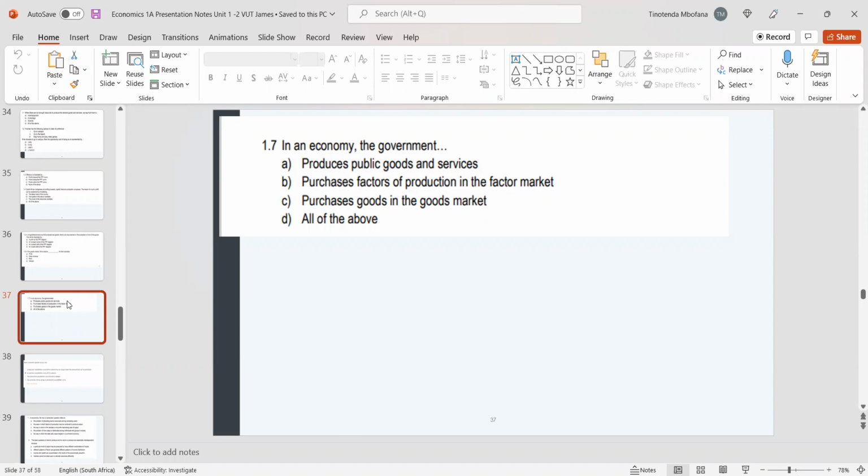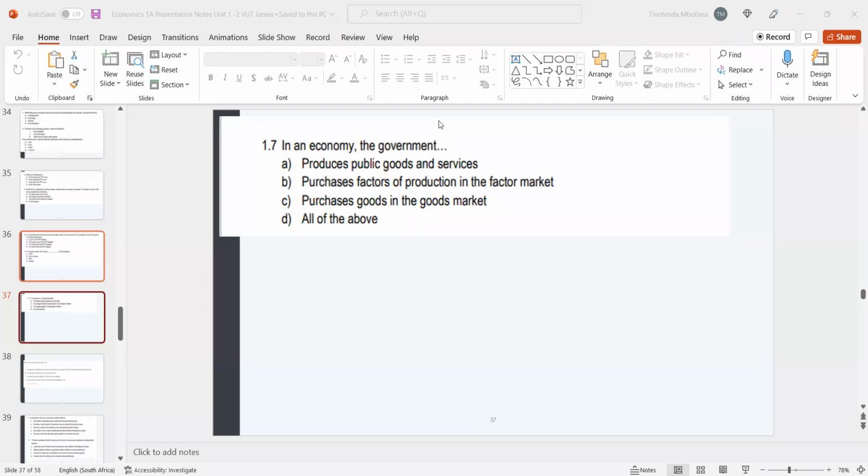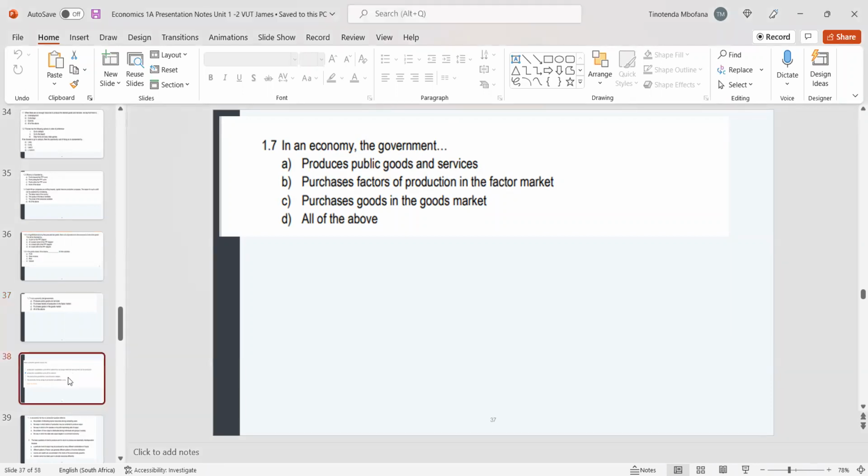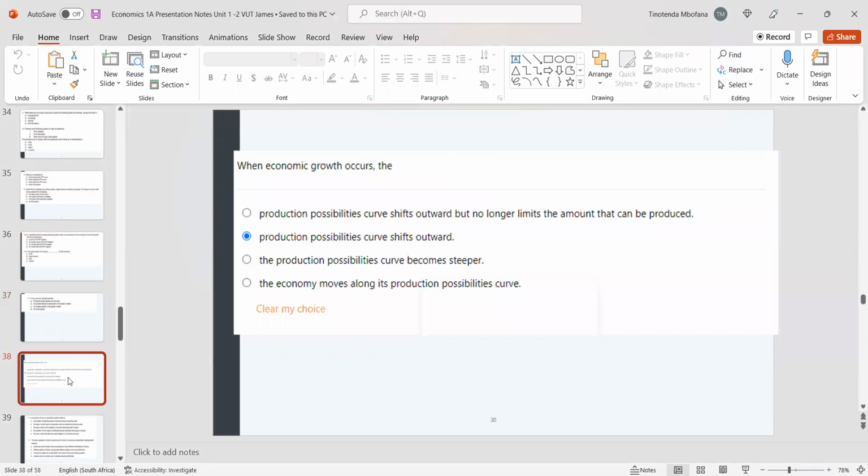Remember, we said they interact with the goods and services market because they buy goods and services. We also said they interact with the factor market. Why? Because they need labor, they need capital, and etc. They also produce public goods and services. If you check lecture number 1, we talked about different types of public goods and services, right? All right, these ones have got answers. I think you guys can go through them in your spare time.